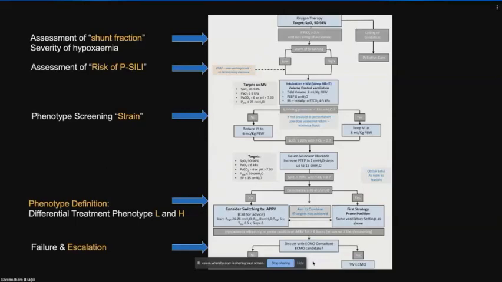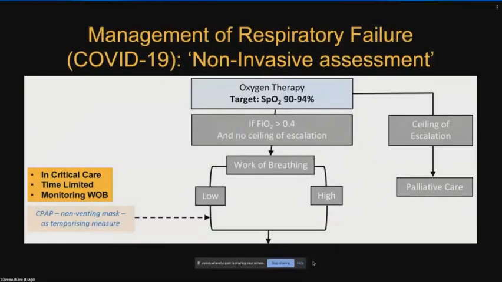So I'm going to go briefly through all these stages so we can clarify this process, and then maybe we can discuss different phases later on in the discussion phase. So the first thing is the non-invasive. We do that with 15 liters oxygen. We use a particular target, so 90 to 94, and this might be in A&E or might be on the ward, and then we assess very early the work of breathing.